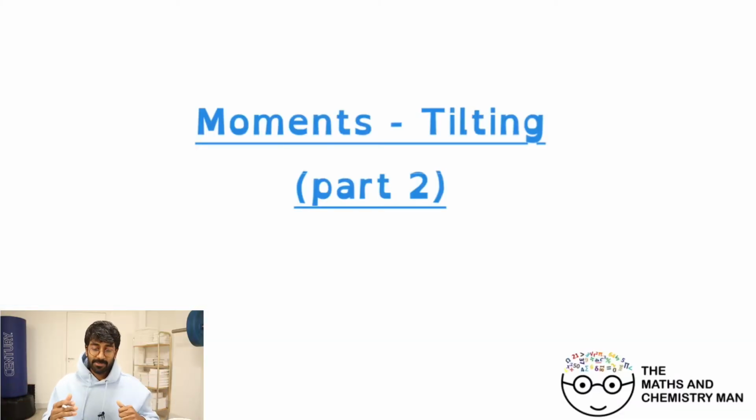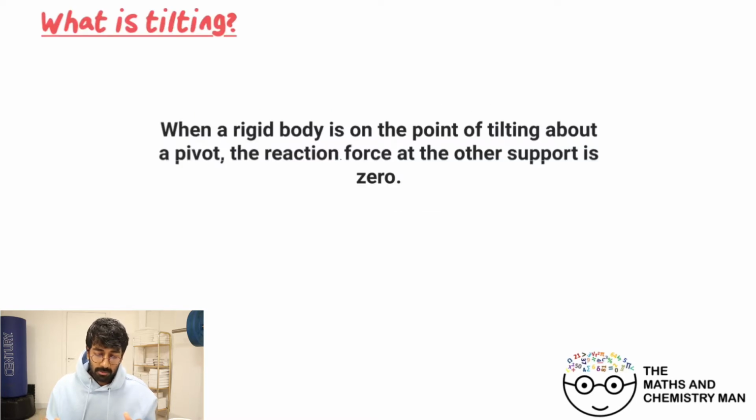Yes, it is maths time again, and we're on the last bit of the moments chapter. So, last little tilting bit, and then we're done. So what is tilting again? Well, tilting, as described in the previous video, is where a rigid body is on the point of tilting about a pivot, and that means that the reaction force normally at the other support is equal to 0.